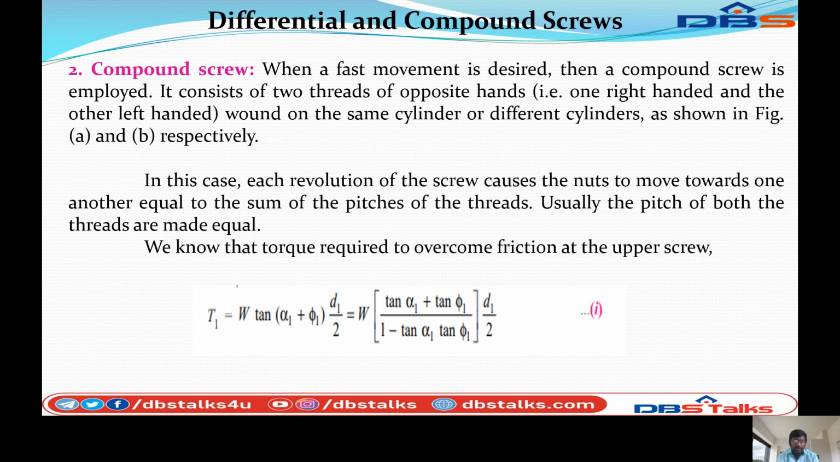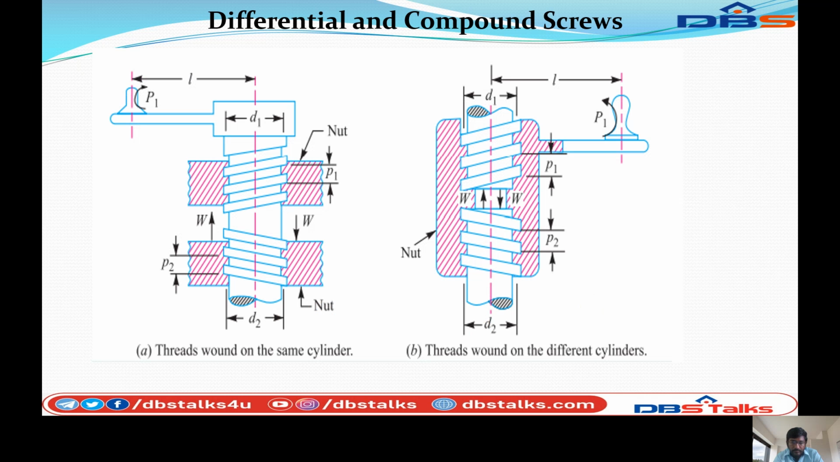So we know that the torque required to overcome friction at the upper screw, T1, is equal to W tan (alpha 1 plus phi 1) into D1 by 2, that is equal to W into (tan alpha 1 plus tan phi 1) by (1 minus tan alpha 1 tan phi 1) into D1 by 2. So this is equation number 1. You can see the figure. This is figure A and figure B. This figure looks the same as the differential screw, with threads wound on the same cylinder and threads wound on different cylinders.